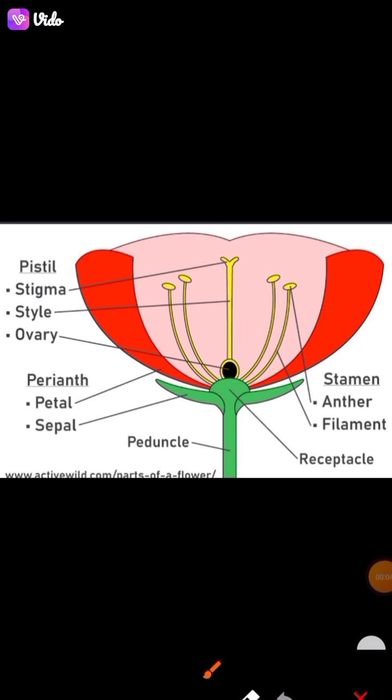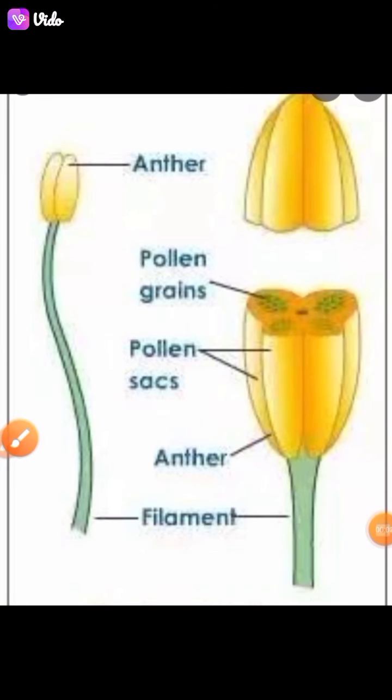Talking about the next part of the flower, that is the stamen. Stamen is also made up of 2 parts, anther and filament. Stamen is the male reproductive part, also known as androecium. As you can see, the topmost part is called anther and this long slender part is called filament. The pollen grain producing part of the flower, usually with a slender filament supporting the anther, is called stamen.